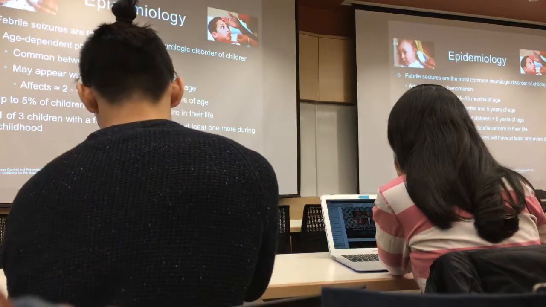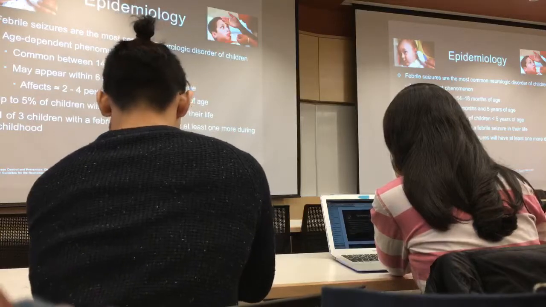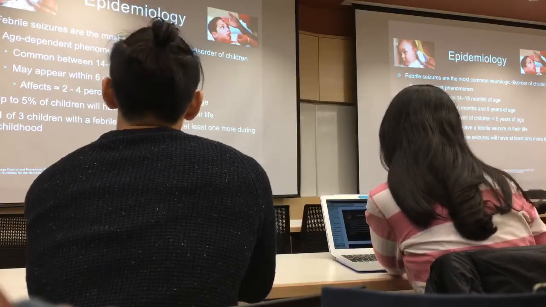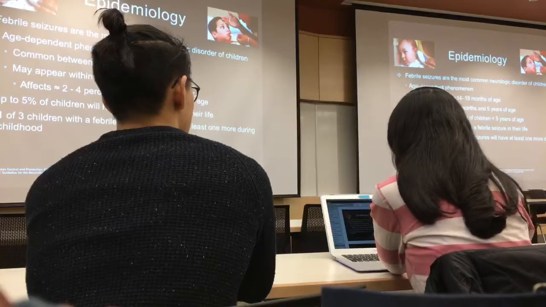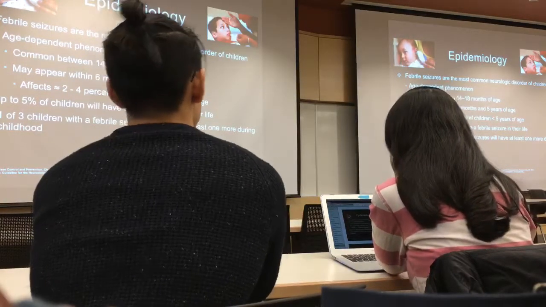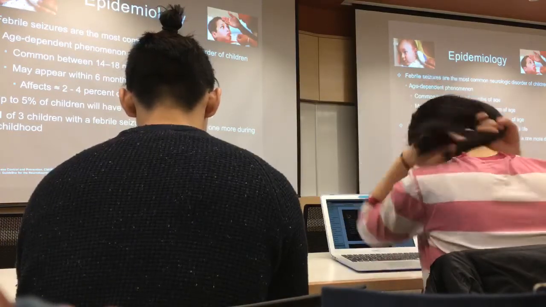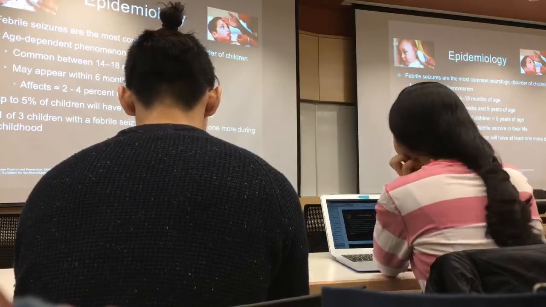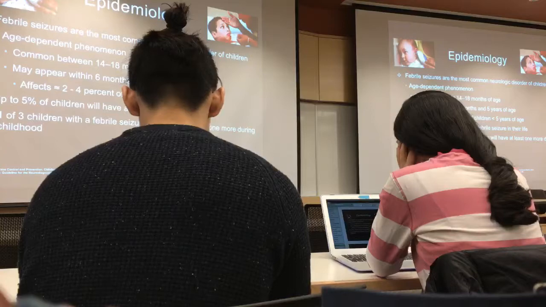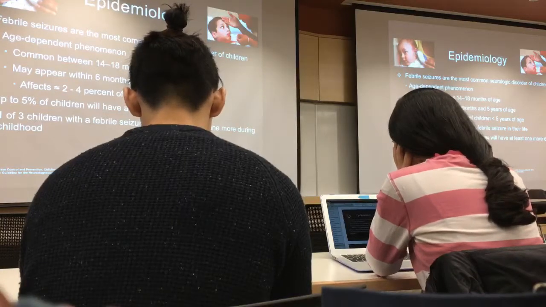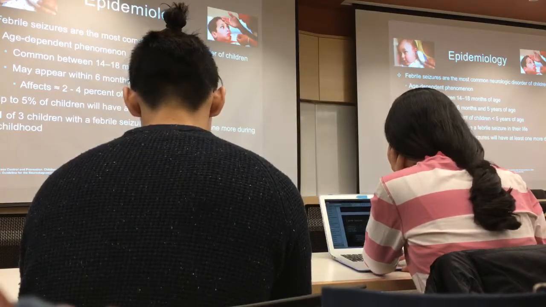So just some epidemiology. Febrile seizures are the most common neurologic disorders in children, and it's very age dependent. It's most common between the ages of 14 to 18 months, but it can also appear at 6 months to anywhere less than 5 years of age. It affects roughly 2 to 4% of children less than 5. And up to 5% of those children will actually have a febrile seizure in their life. And then 1 of 3 of those kids will actually experience another one in their childhood. So as you can see, it's pretty common.